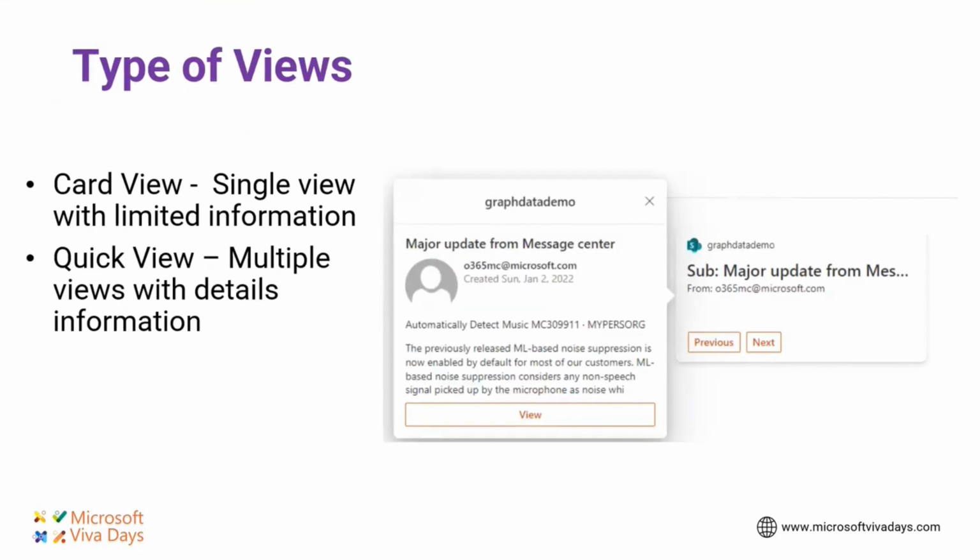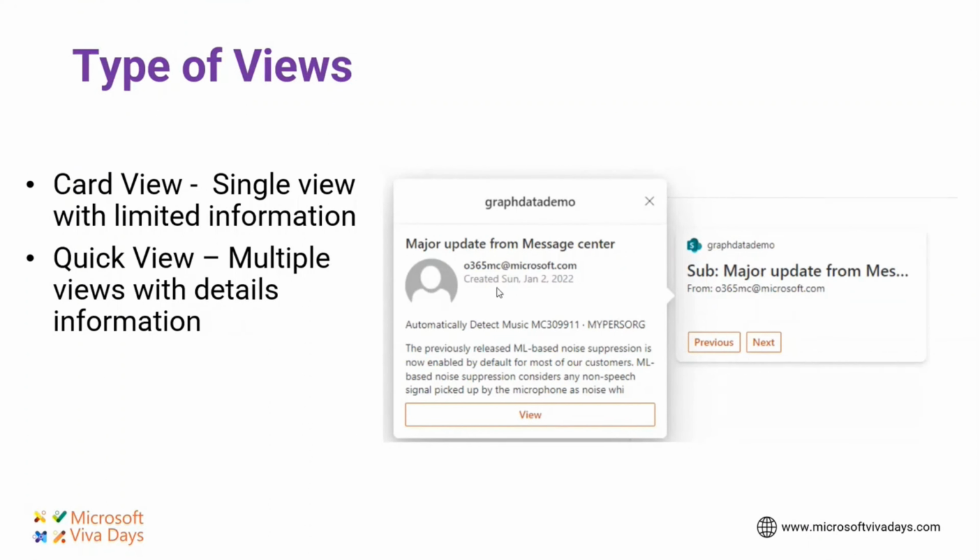So there are two types of views which we will be able to create while creating an adaptive card extension. The card view is the single view. Every adaptive card extension which we develop has only one card view, mapped to that particular extension. And then there is the quick view, which is displayed whenever an interaction happens on the card view, whether via card selection or via buttons displayed on the card view.